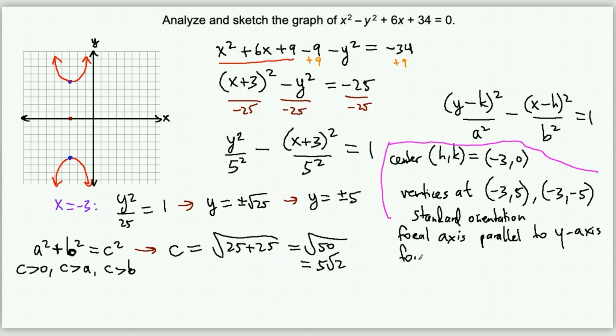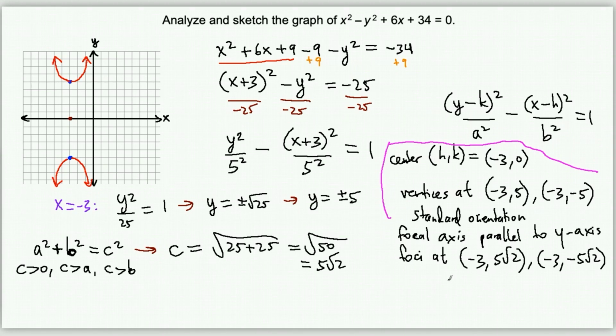So that means the foci are at, the x value is the same, right? Because we're talking about this focal axis here. So the x value is always going to be minus 3. And to the y value of the center, which is 0, you add the c value and subtract it, right? So it's going to be 5 radical 2 and also minus 5 radical 2, right? Because you subtract from 0, 0 minus 5 radical 2 is negative 5 radical 2. So these are your foci.